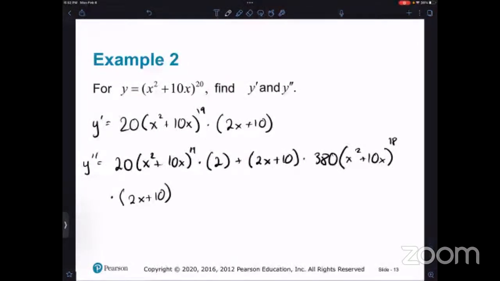Do we have like terms? We do have some like terms. Okay, let me get all of this on one line first, since I can move stuff around on this device.